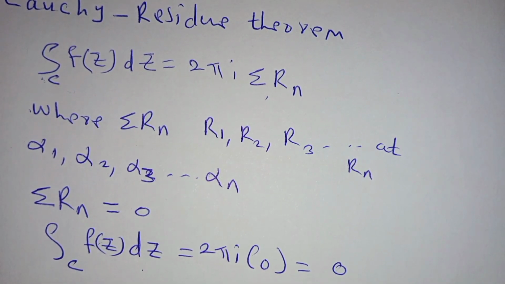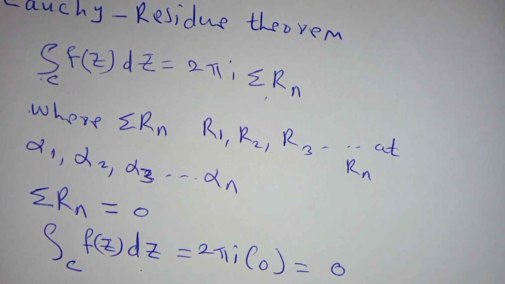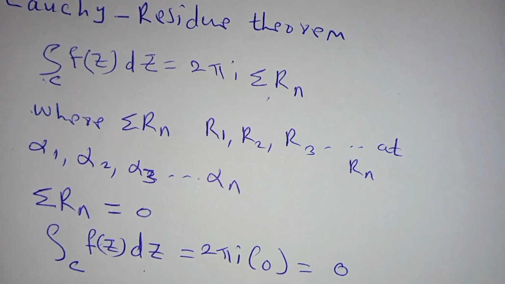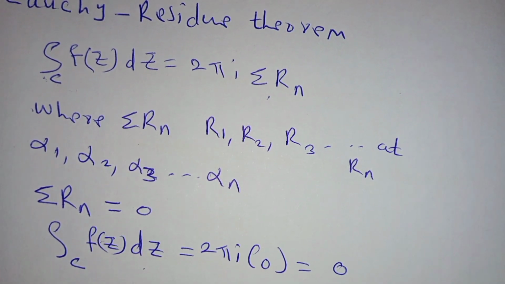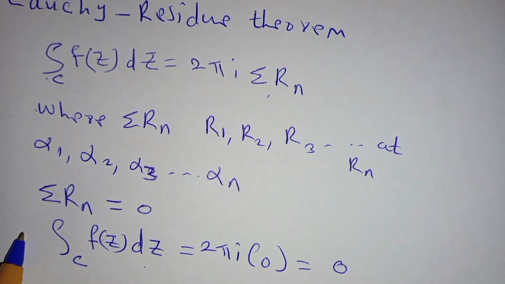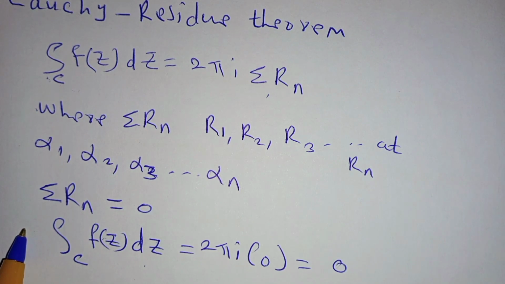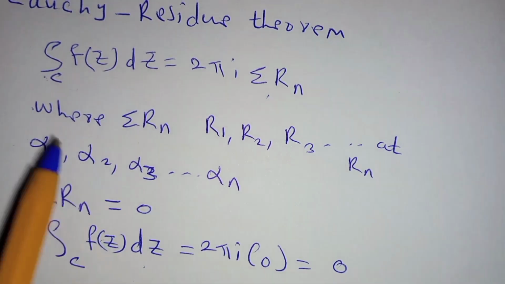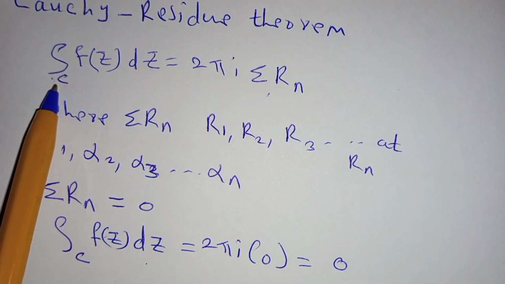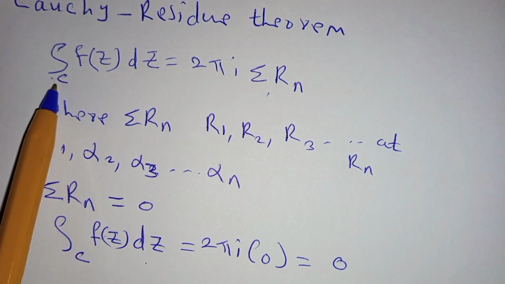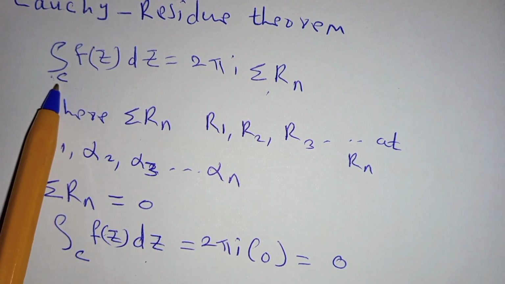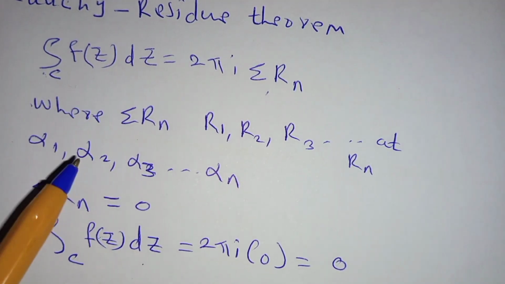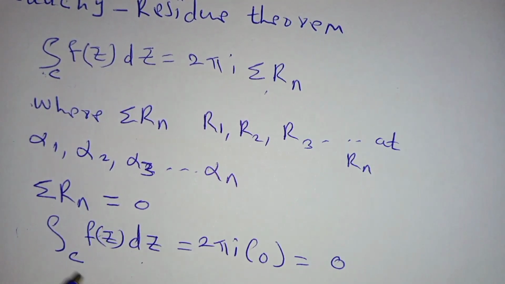So that is what is referred to as the Cauchy residue theorem. So you can be told to use the Cauchy residue theorem. Remember, C here is the contour at pole z. So that is all with the Cauchy residue theorem.